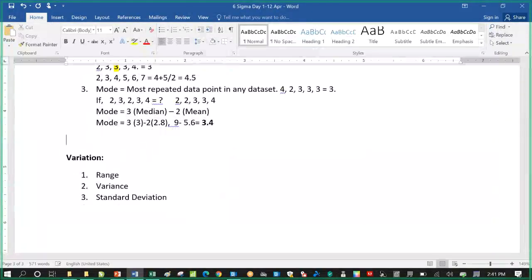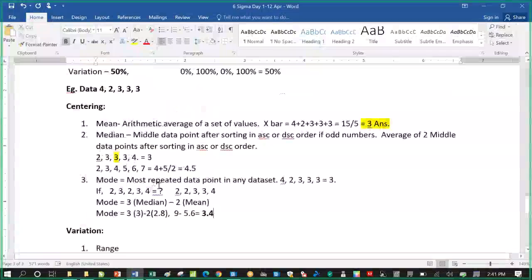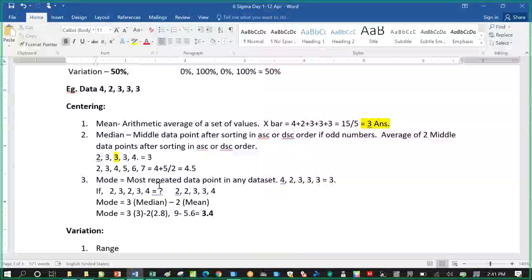Now that's all. So mean, median, mode. Mean is very commonly used in all kinds of industry. If you say sales of the last one month on a daily basis, they will ask what was the mean, what was the average. So you can do the calculation like this. Then median is used when average will not make sense.